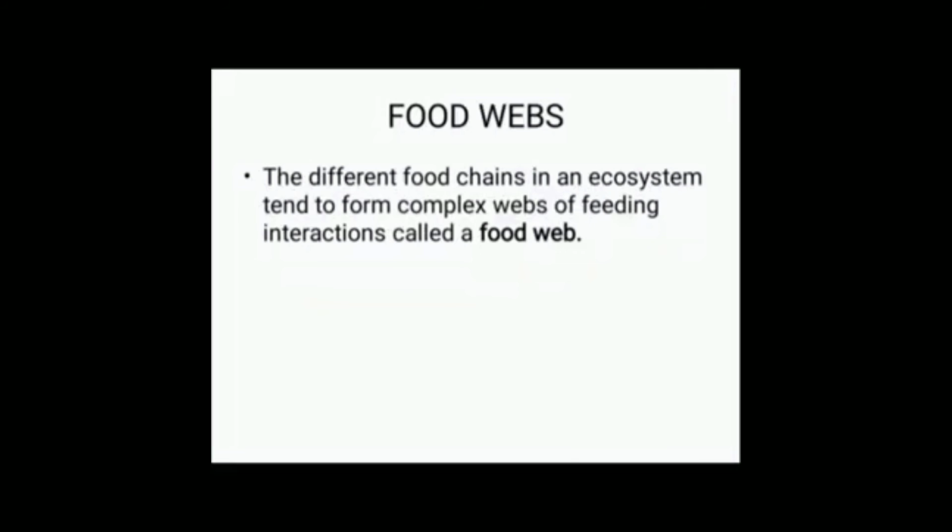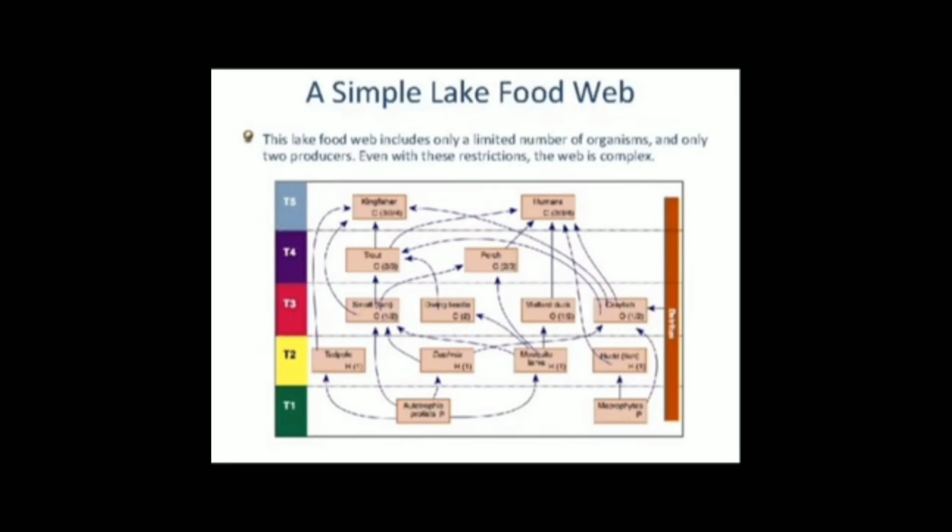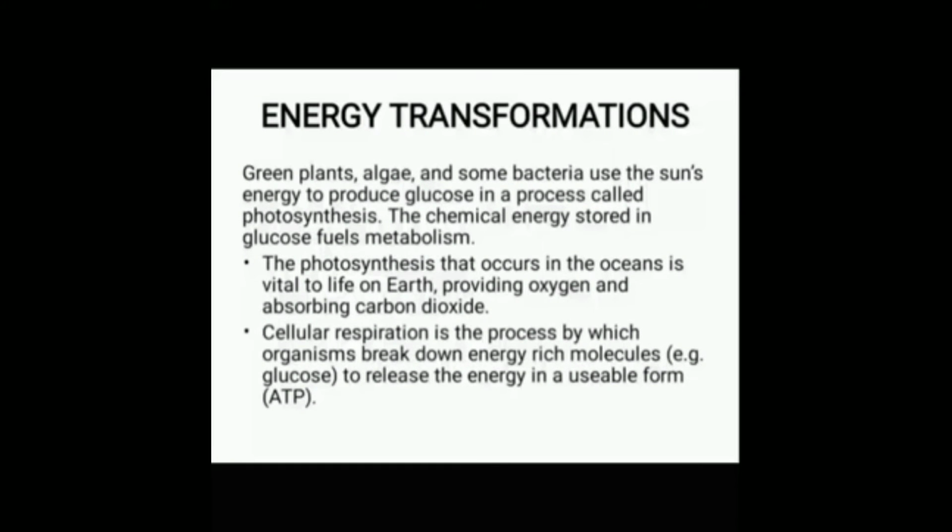Food webs. The different food chains in an ecosystem tend to form a complex web of feeding interactions called a food web. A simple lake food web. Energy transformations. Green plants, algae, and some bacteria use the sun's energy to produce glucose in a process called photosynthesis. The chemical energy stored in glucose fuels metabolism. Photosynthesis in the ocean is vital to life on Earth, providing oxygen and absorbing carbon dioxide. Cellular respiration is the process by which organisms break down energy-rich molecules to release the energy in a usable form.